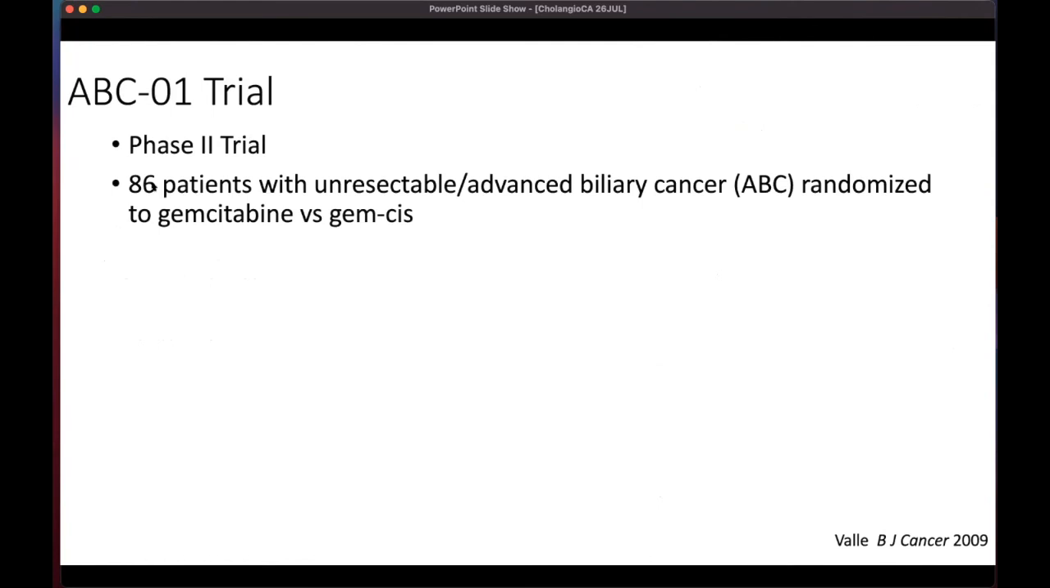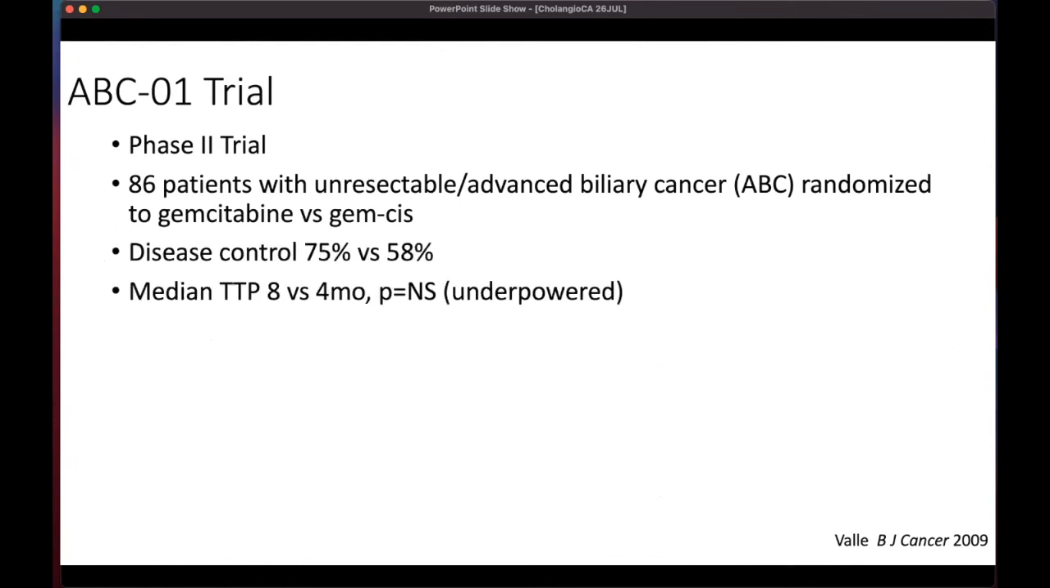ABC01 trial, this was, again, a phase 2, only 86 patients. This is unresectable, so advanced biliary cancer is what the ABC means. So these are unresectable or advanced, and they were randomized to GEM versus GEM-CIS. And GEM-CIS did a little bit better, but the p-values were non-significant because it was underpowered. So some people use GEM-CIS, but this is the data.